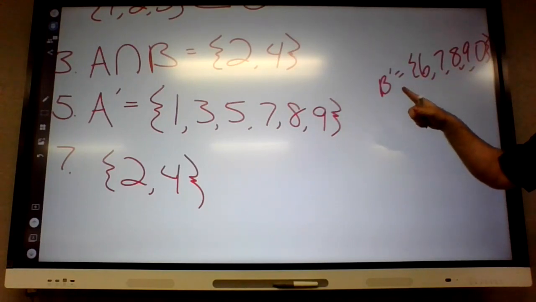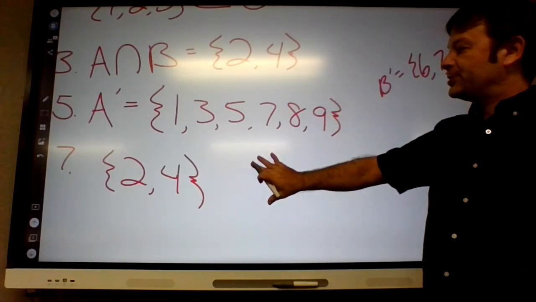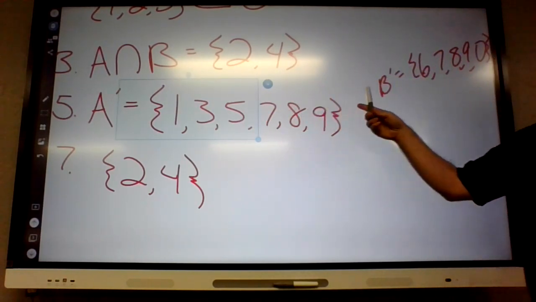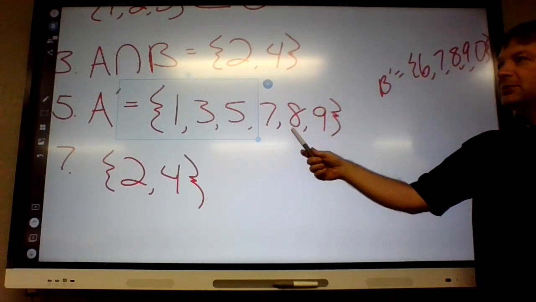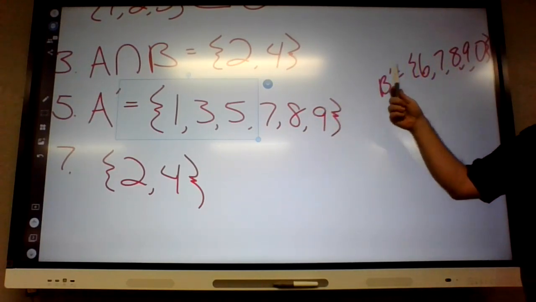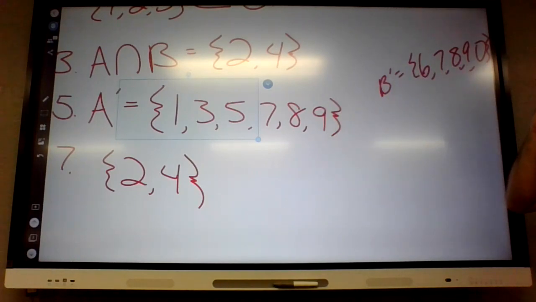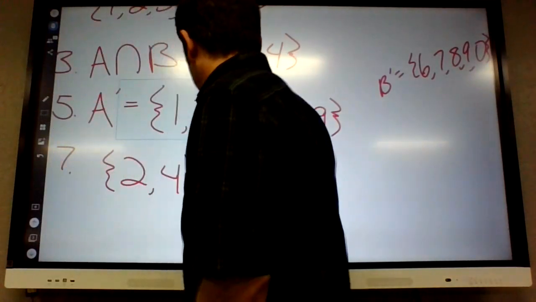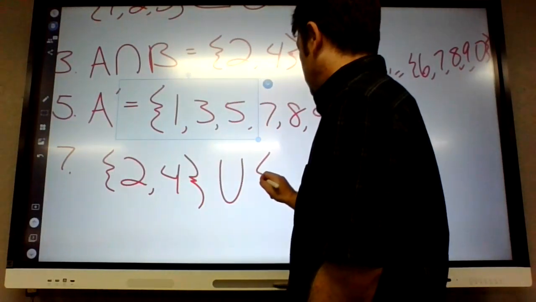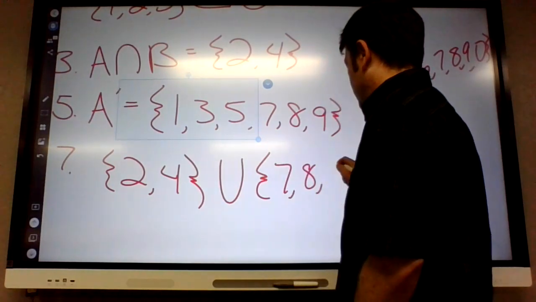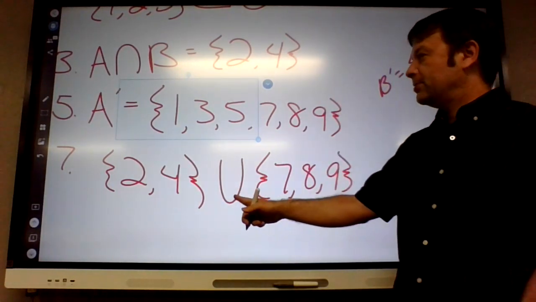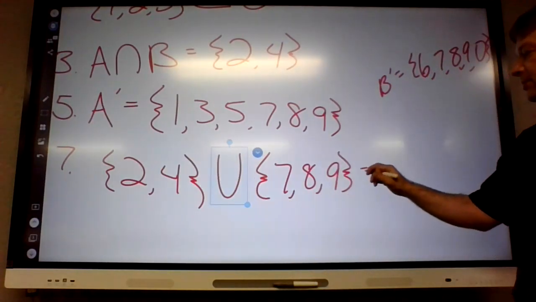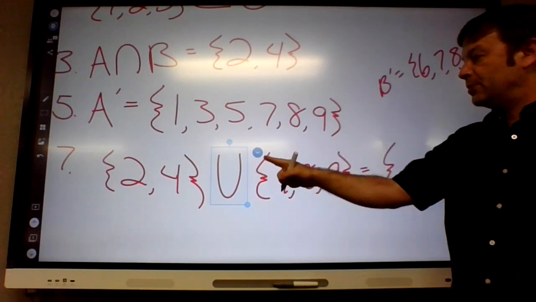Okay. So on the right side of number 7, it says the intersection of these two sets. So what do these two sets have in common? 7, 8, 9. And that's it. So what's between the parentheses is a U. Okay, what does union mean? Oh, I forgot to ask. Union means we're using everything. So the final answer is 2, 4, 7, 8, 9.